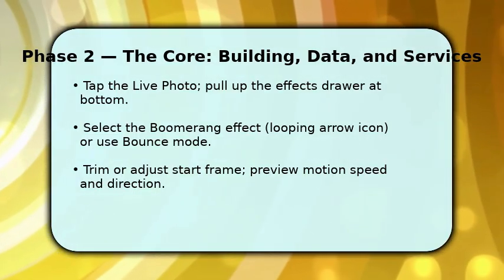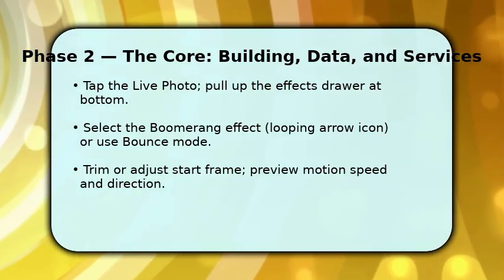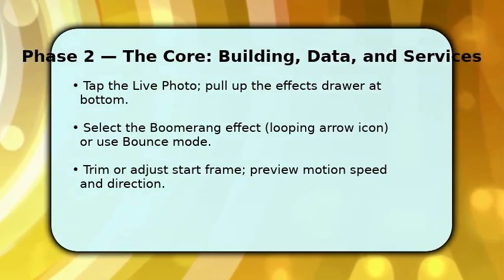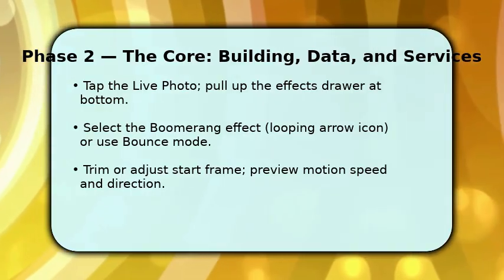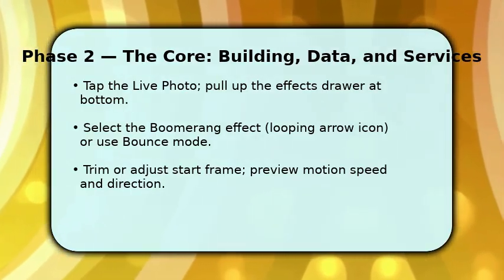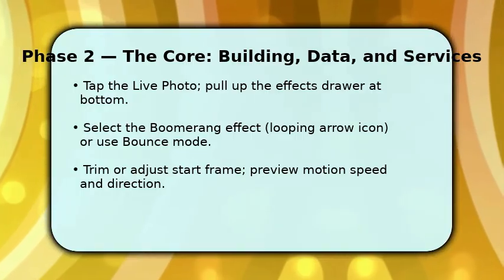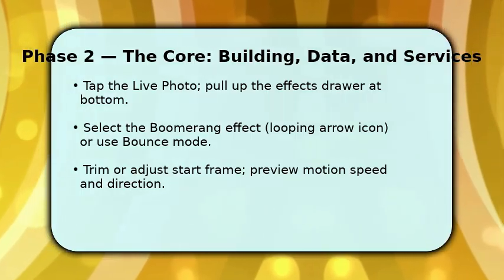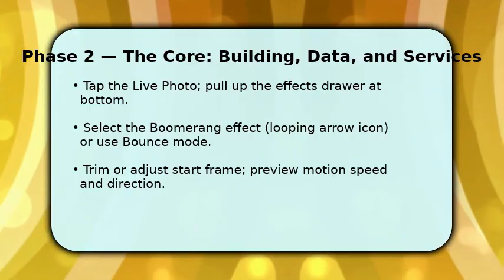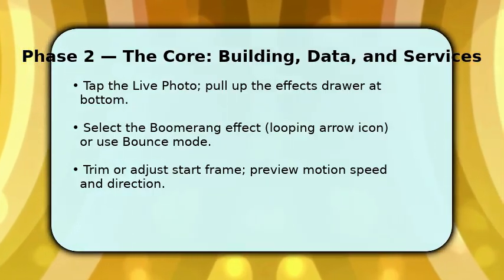Boomerang alternates frames for a forward back loop, while Bounce plays forward then reverse. Trim the clip to pick the cleanest motion start and make small speed adjustments. This improves the perceived loop. Make sure to preview so you can see how frames interpolate, because smoother movement yields a more convincing boomerang.